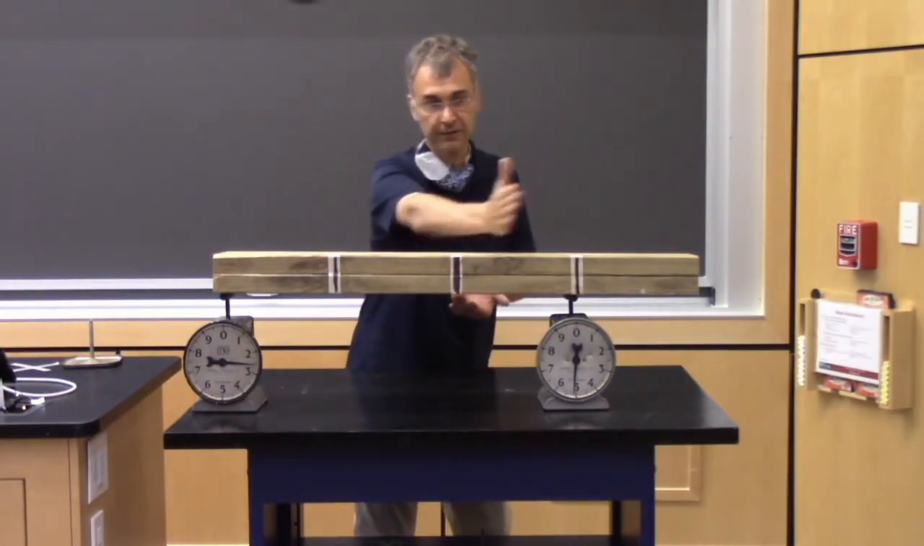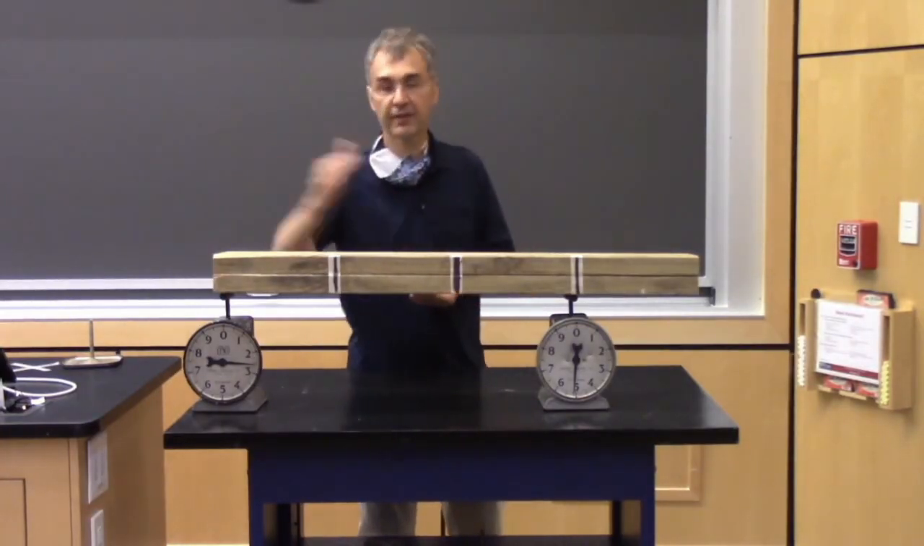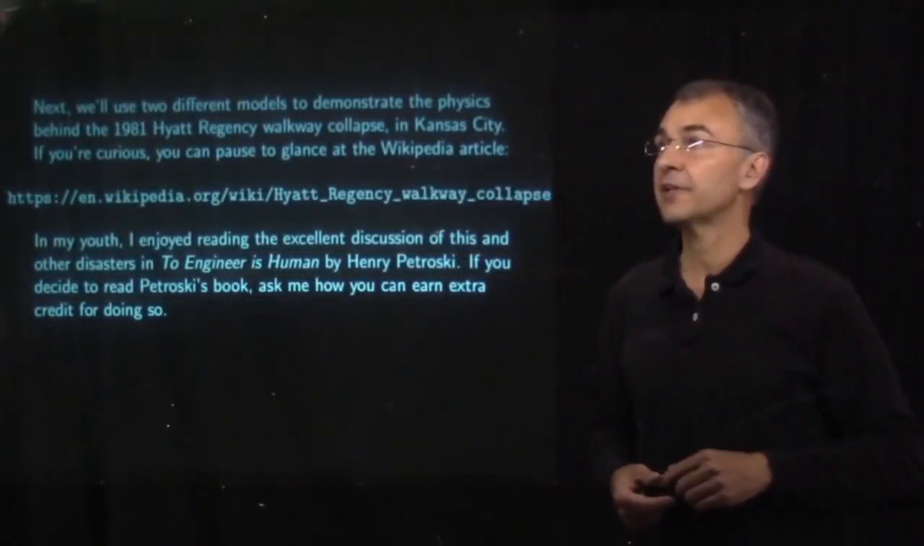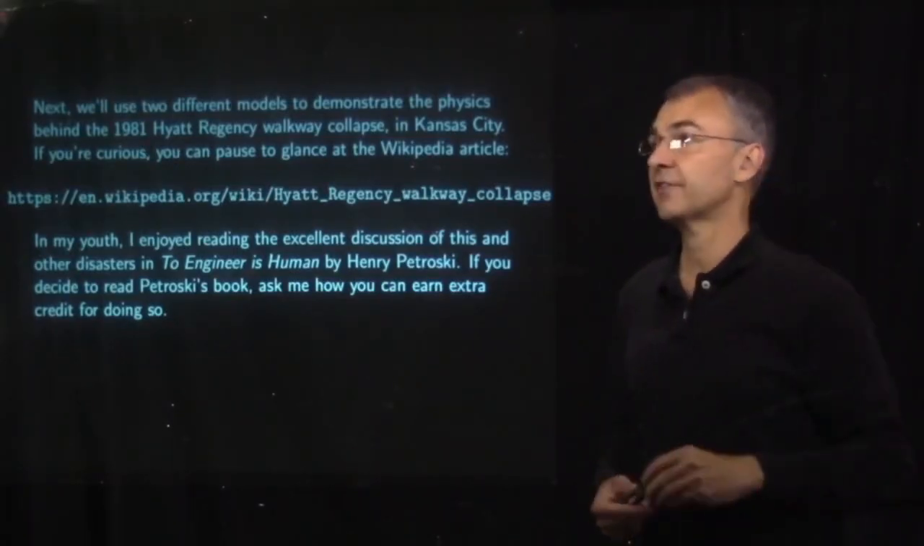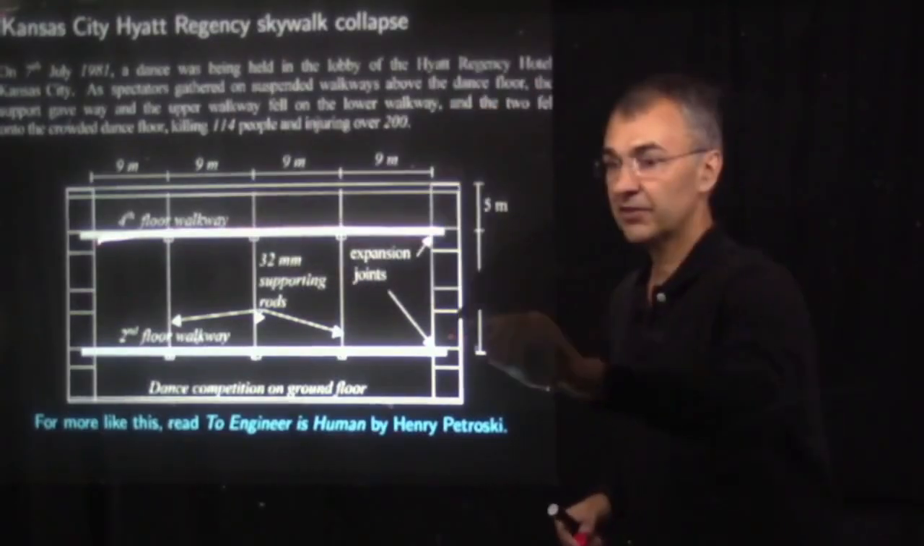You could note how far this scale is from the middle, and you could note how far this scale is from the middle. So again, we said physics often uses models. We're going to use 2 different models to demonstrate the physics behind the 1981 Hyatt Regency walkway collapse in Kansas City. This is a 4th floor walkway. This is a 2nd floor walkway.